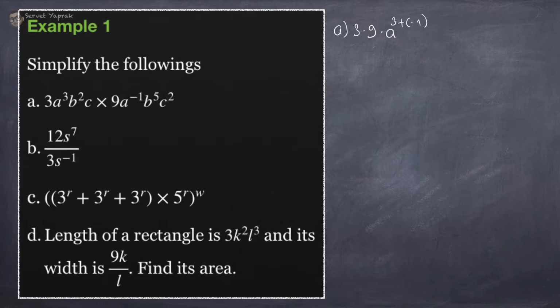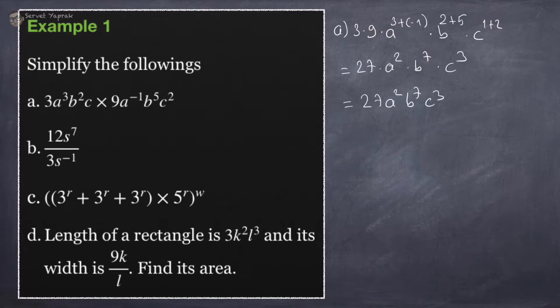Because it is multiplication, we add the powers together. B to the power of 2 plus 5 and C to the power 1 plus 2 equals 27 times A squared, B to the power of 7, C cubed. We can write the whole expression without any dots, so it will look like this.